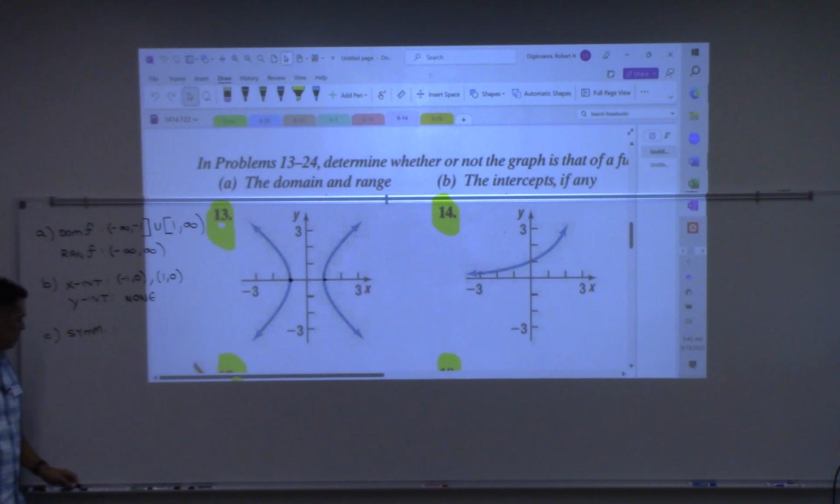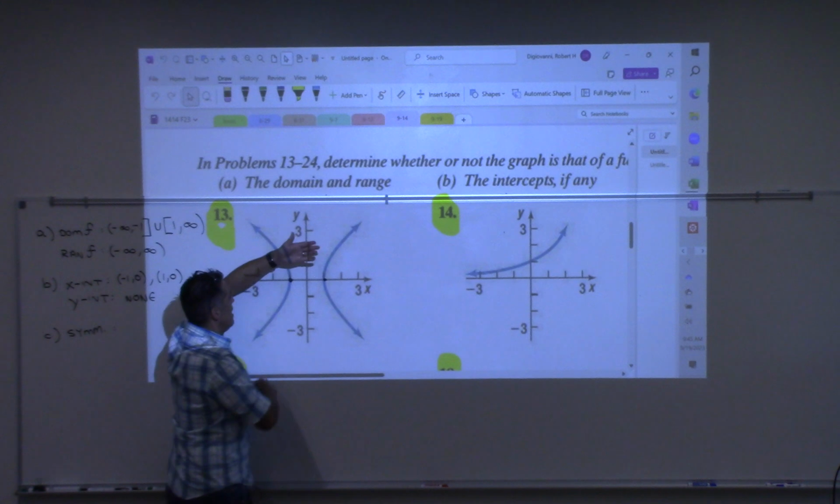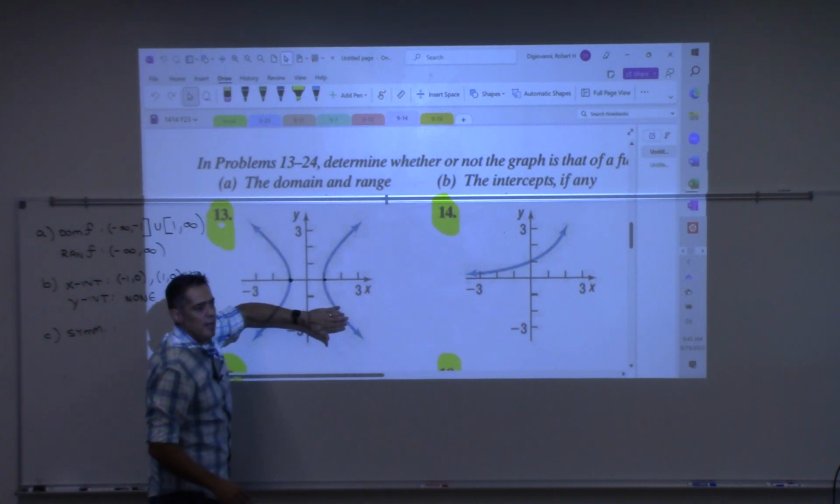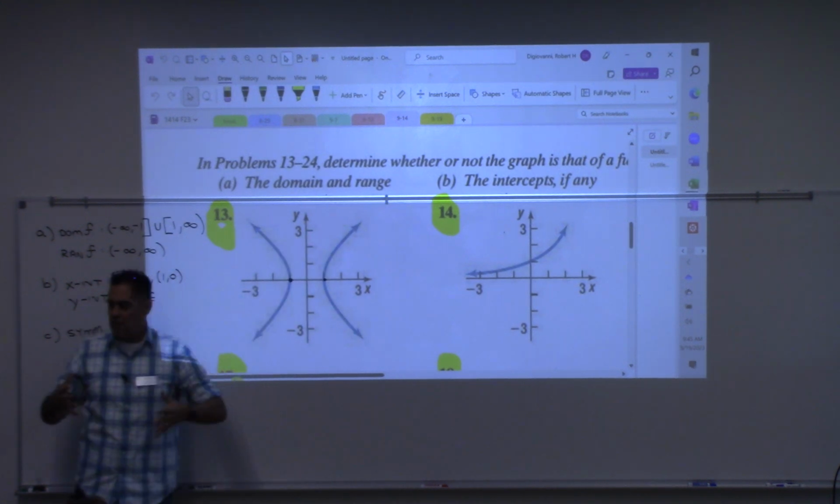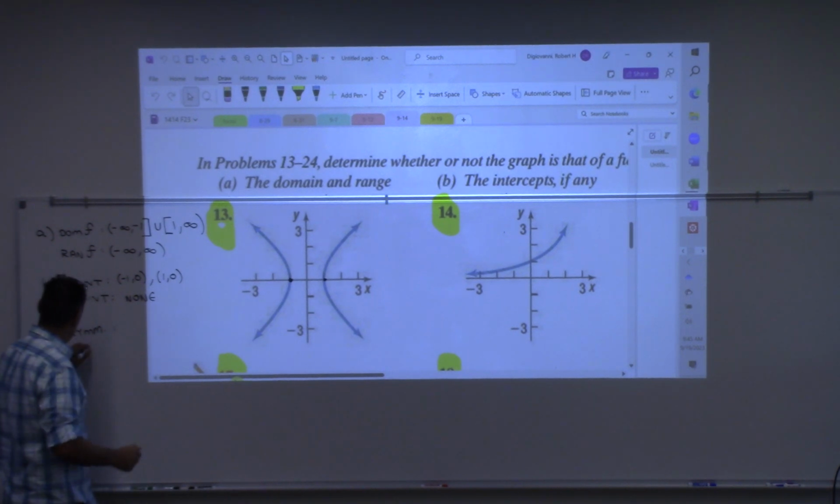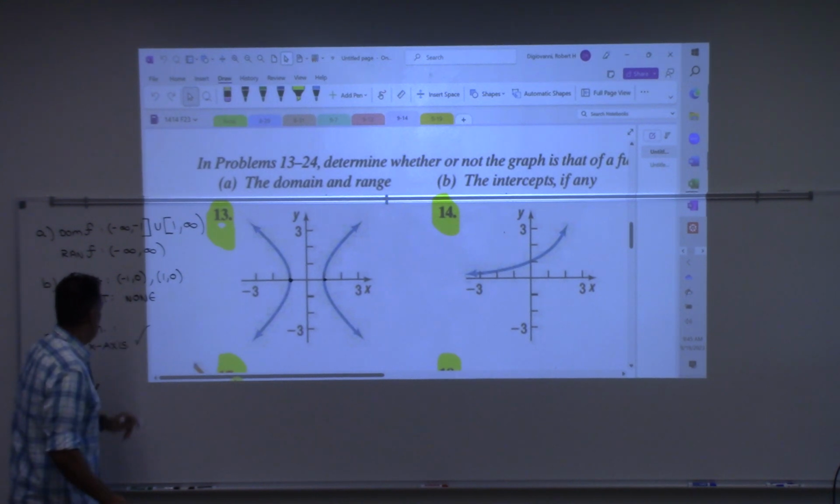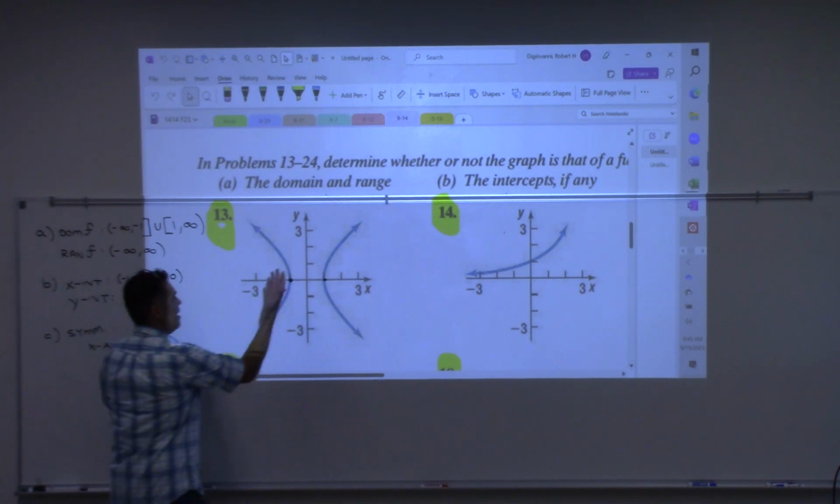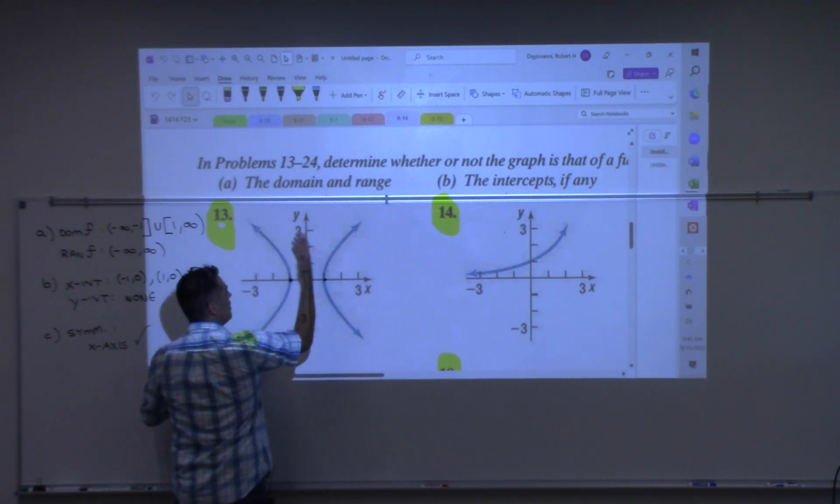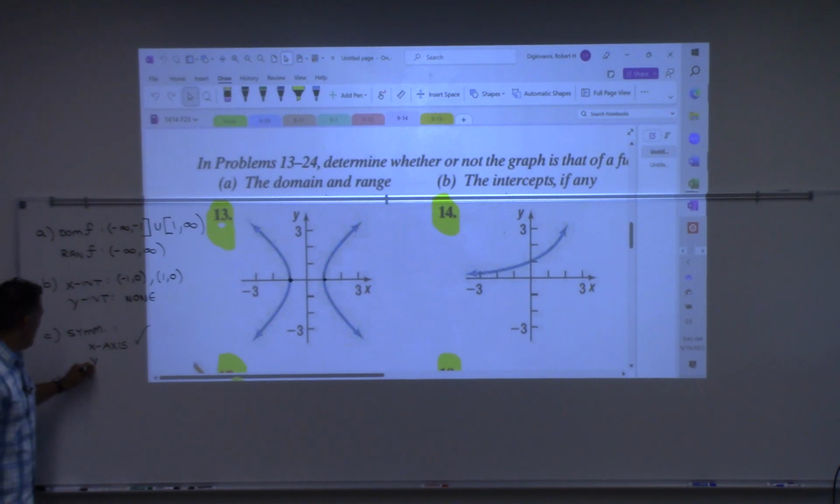Now the symmetry. If I were to take this graph and reflect it over the x-axis, that means everything that's up here comes down, everything that's down goes up. Does it land right on top of itself? Yes. So I have x-axis symmetry, right? How about y-axis? If I take this and reflect it over here, and I take that and reflect it over there, does it land right on top of itself? Yes, right? So that's y-axis symmetry as well.